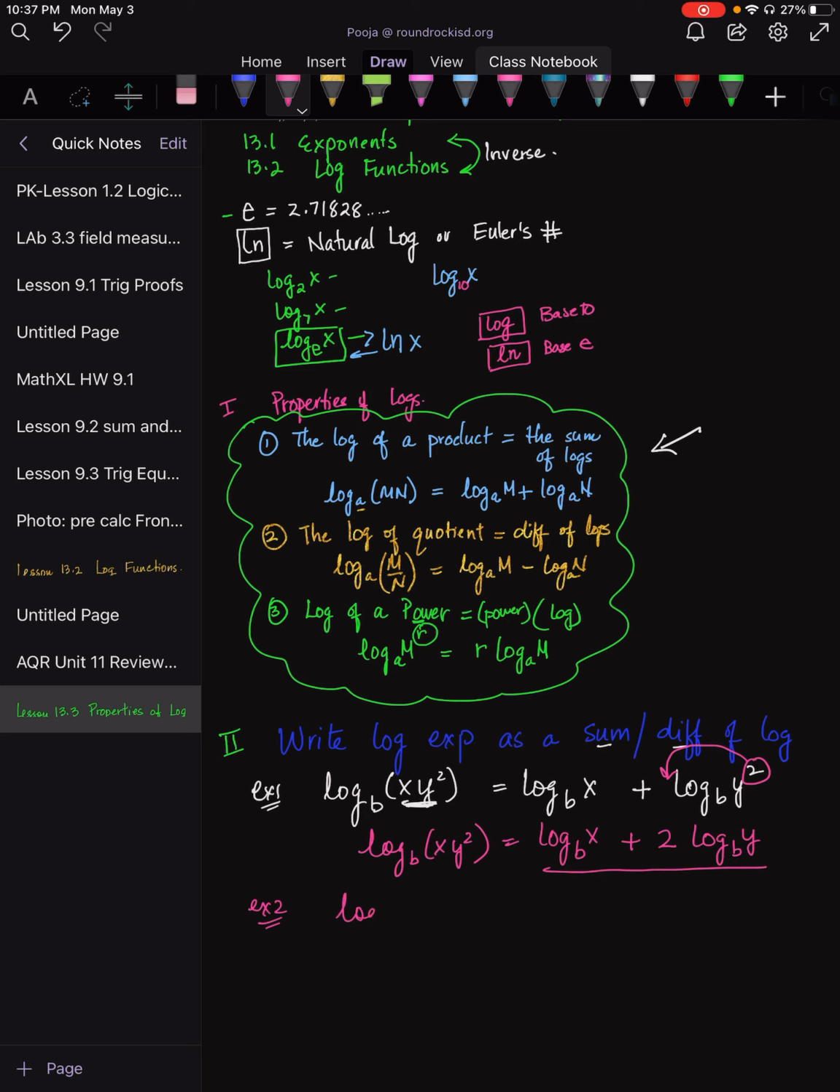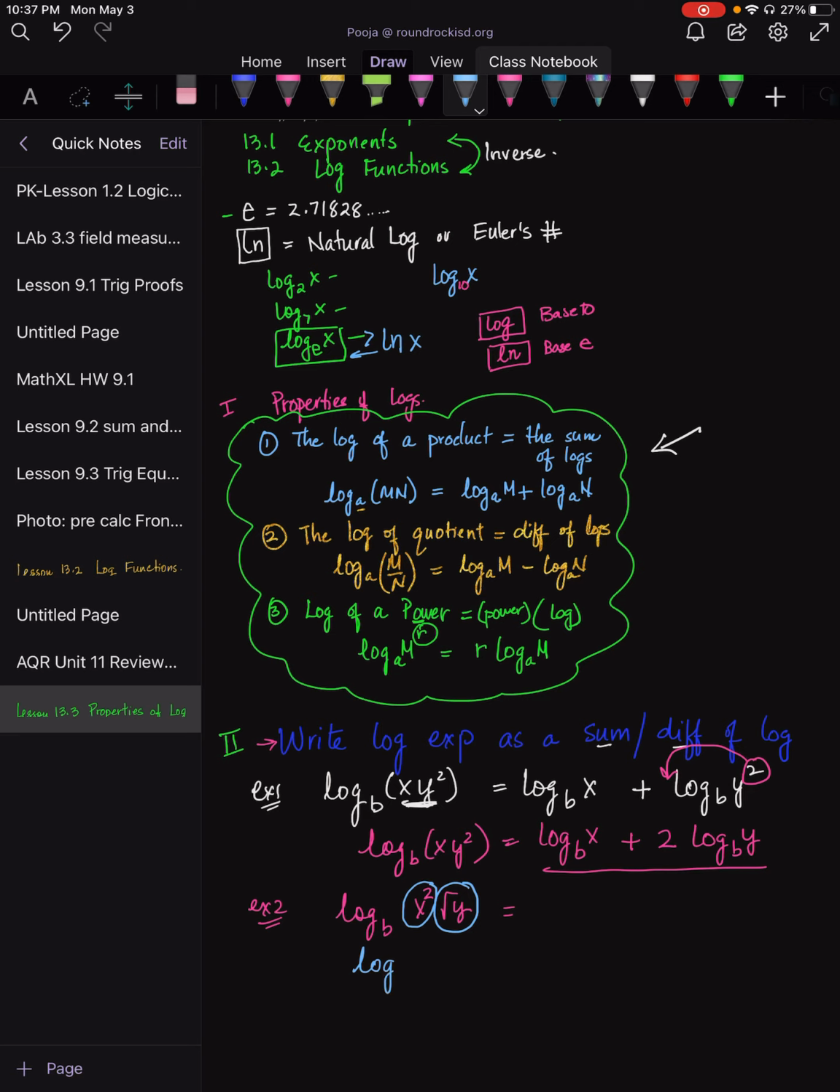Let's look at another one, log base b, and I have x squared times square root of y. Yeah, let's just keep it that way. So what do I have to do? Again, the directions are the same, right? This is the log expression, as a sum or difference of log. Now, how do I know if it's a sum or difference? I'm going to identify that this is the product of x squared and root y.